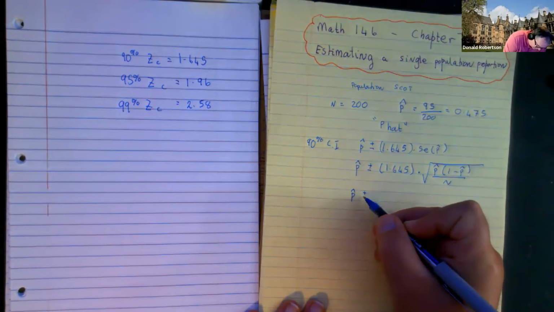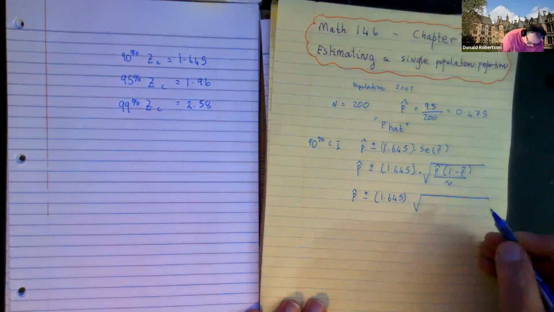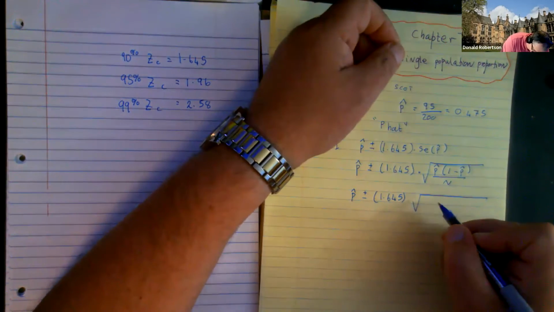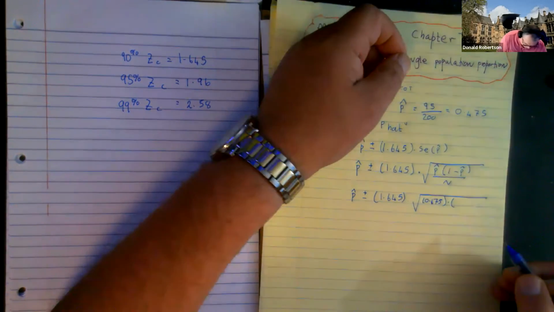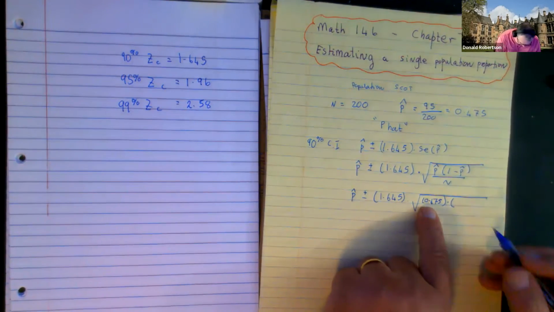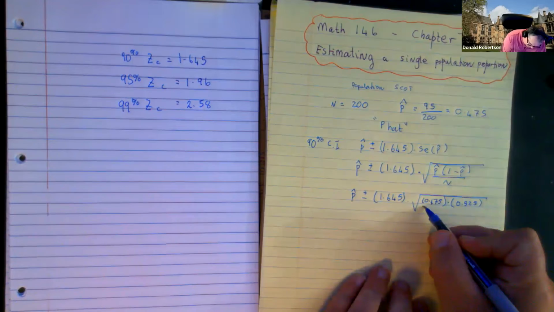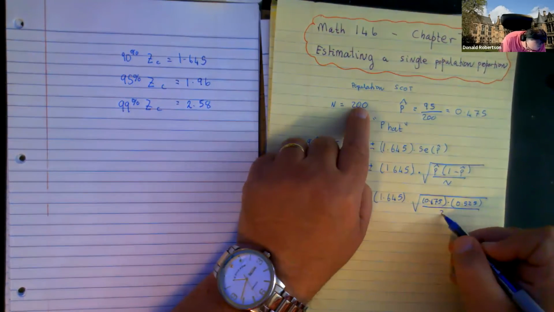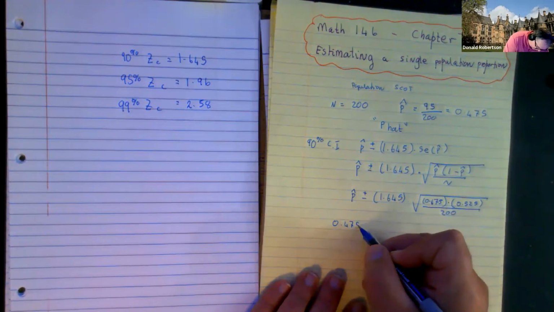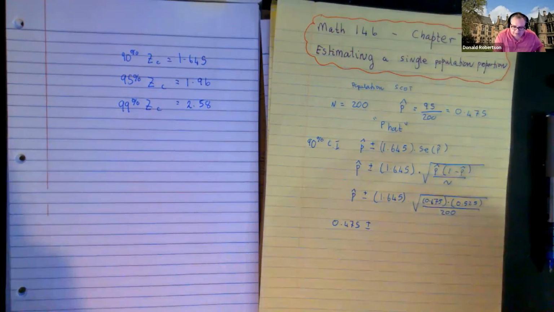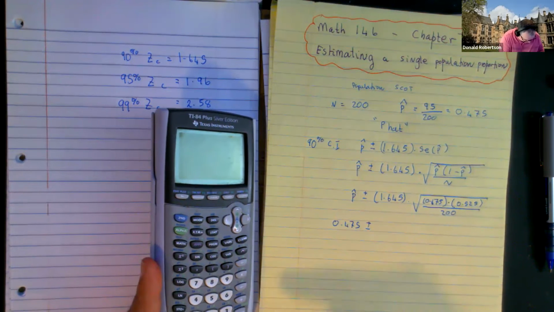It's P hat plus or minus 1.645 times the square root. P hat is this guy, right? So it's 0.475 times 1 minus P hat is 1, take away that guy. So that's 0.525. All divided by 200. Now I know what P hat is, it's 0.475, give or take that. And the good news is that as ugly as that looks, you can actually do it in one go in your calculator.